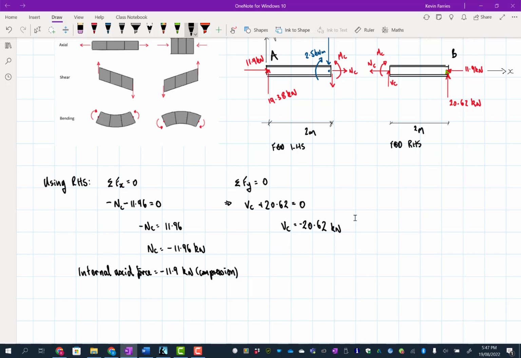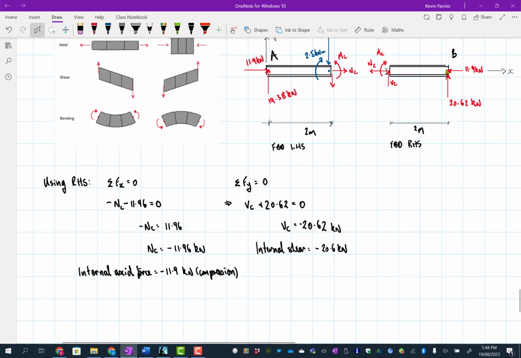It's getting late in the day, I can't write anymore. Internal shear equals negative 20.62 kilonewtons. And we don't have it's a final answer, so negative 20.6 kilonewtons. We don't have an equivalent; an axial force could be compression or tension. We don't have an equivalent for shear. It's just negative or positive. So in this case, it's going to be negative 20.6 kilonewtons.